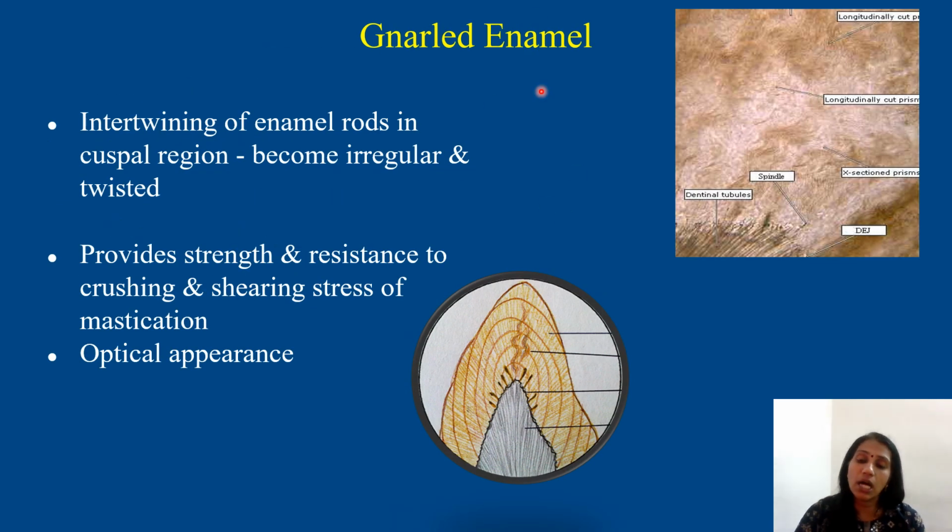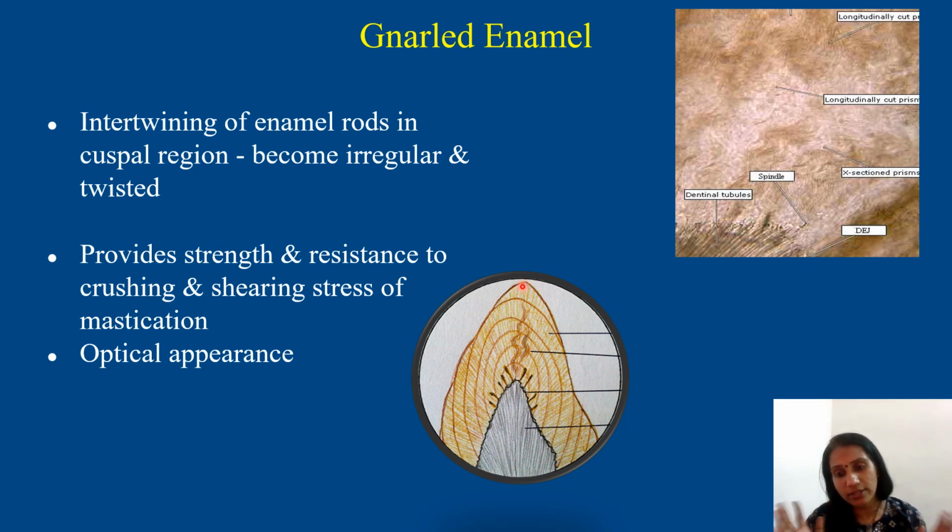The other structure is gnarled enamel. Gnarled enamel is basically seen in the cuspal region. How do you get gnarling of enamel? It is the intertwining of enamel rods. That is because in the cuspal area, it is narrow. There is not much space. So due to lack of space, the ameloblasts, when they are moving towards the surface, crisscross each other. The ameloblasts cross over each other, and that is how you get intertwining of enamel rods.